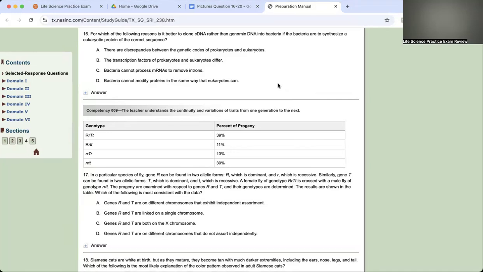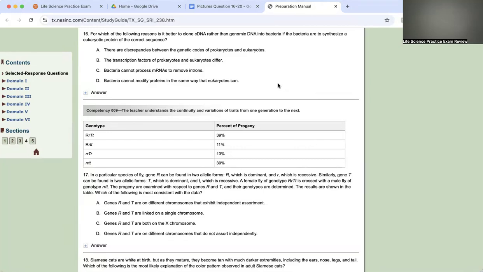B is also incorrect. B says the transcription factors of prokaryotes and eukaryotes differ. So let's define transcription factors. That's a protein that controls gene expression by binding the DNA and regulating the rate at which genes are going to be transcribed. So the key here is that transcription factors have to do with rate, and we're not looking at rate. Rate is irrelevant to this question. So B is also incorrect.